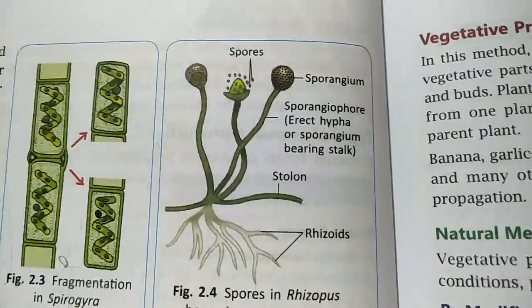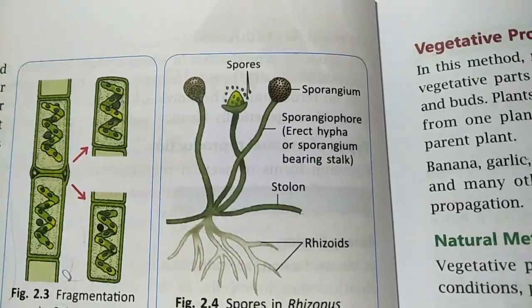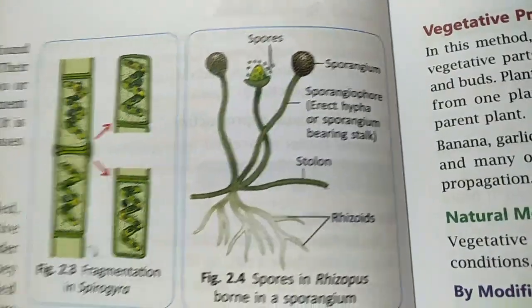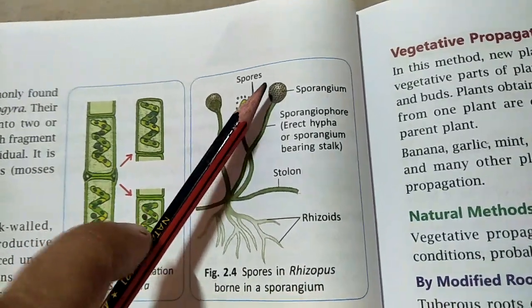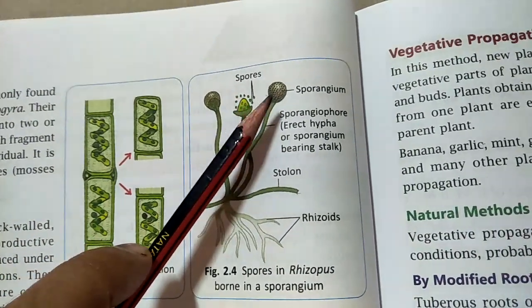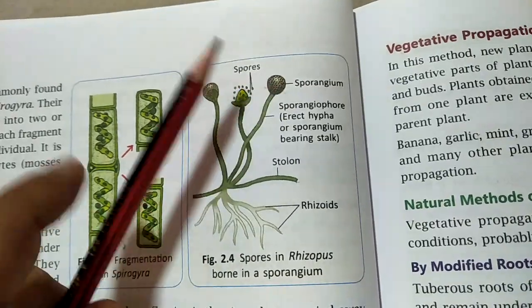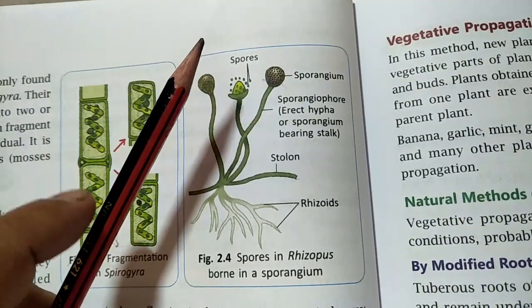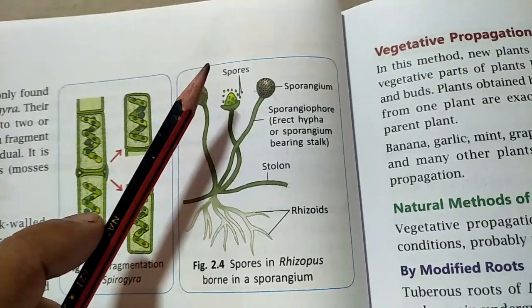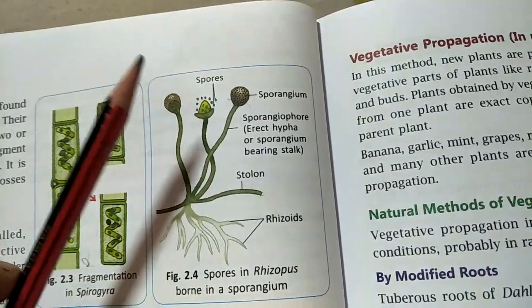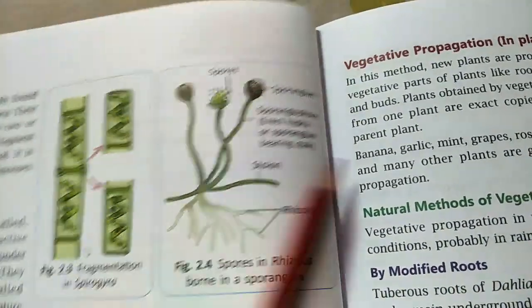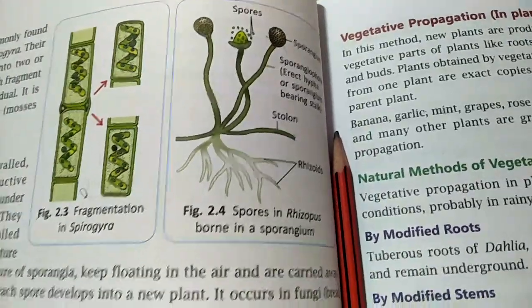And this is how we can see here that it's in Rhizopus. Spores are formed here, and this is the sporangium. The sporangium here has spores, and one fine day this will burst and all the spores will be released, and they will look for a suitable place, and once they find suitable conditions, they will grow into a new Rhizopus. Okay, so that is spore formation.